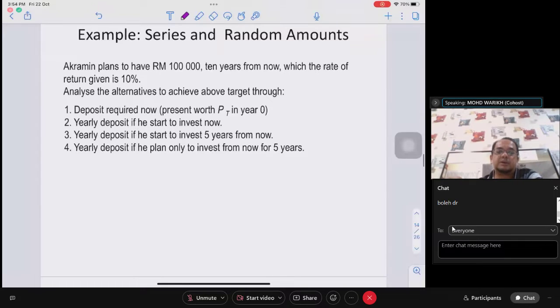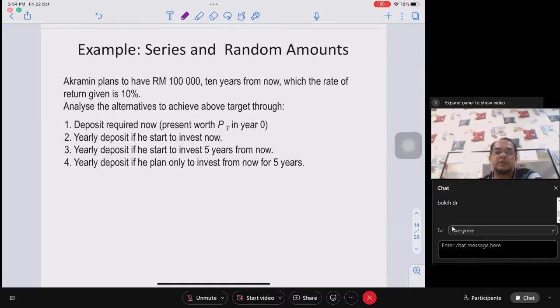Right, see example. Series and random amounts. Akramin plan to have 100,000 ringgit 10 years from now. Maksud dia tu. Which the rate of return given is 10%. Analyze the alternative to achieve above target growth. Deposit required now. Present was PT in year 0. Yearly deposit if he started to invest now. Yearly deposit if he plan only to invest from now for 5 years.